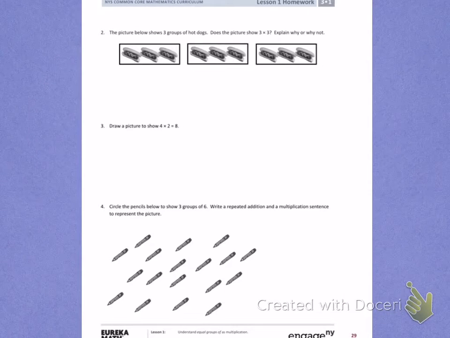This is Module 1, Lesson 1, Side 2. Again, today's objective was to understand equal groups as multiplication.